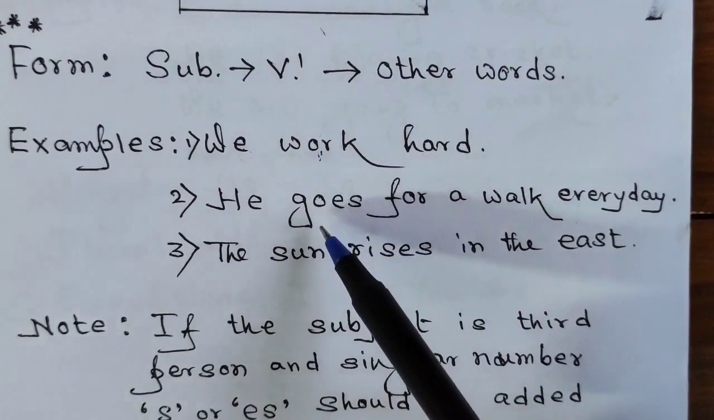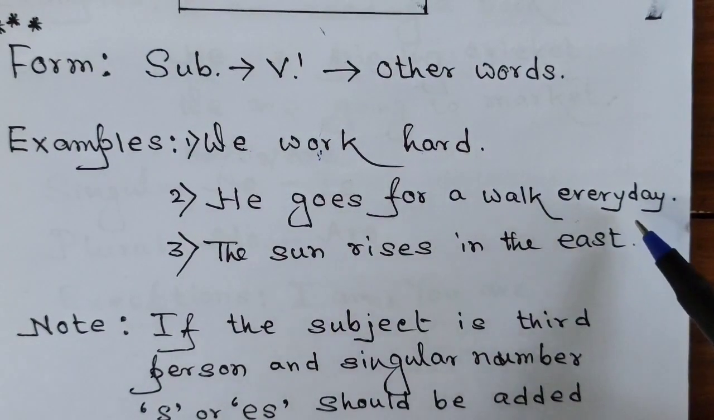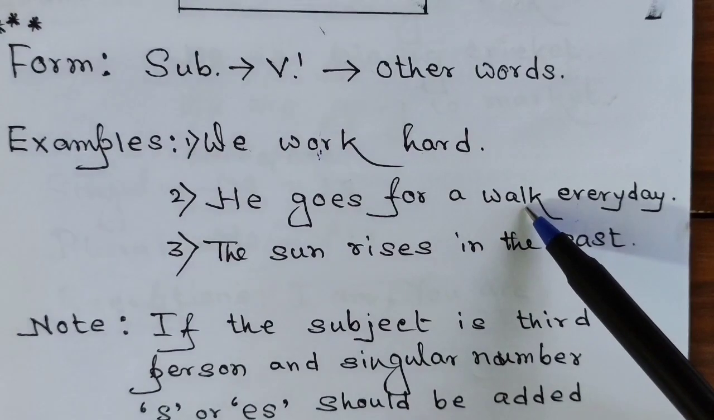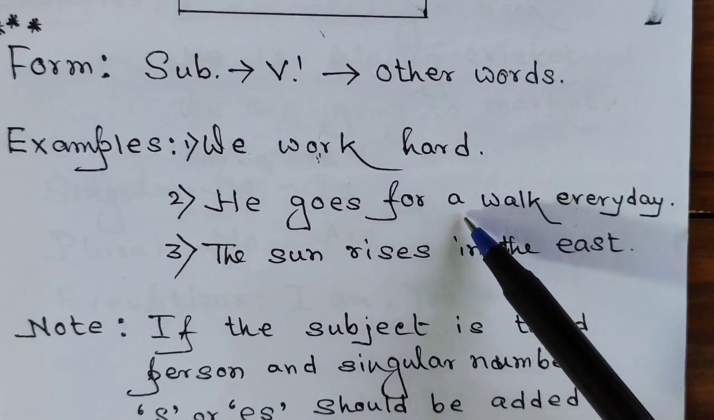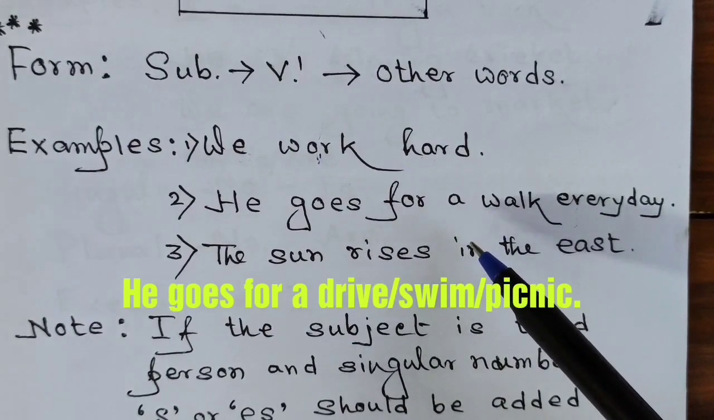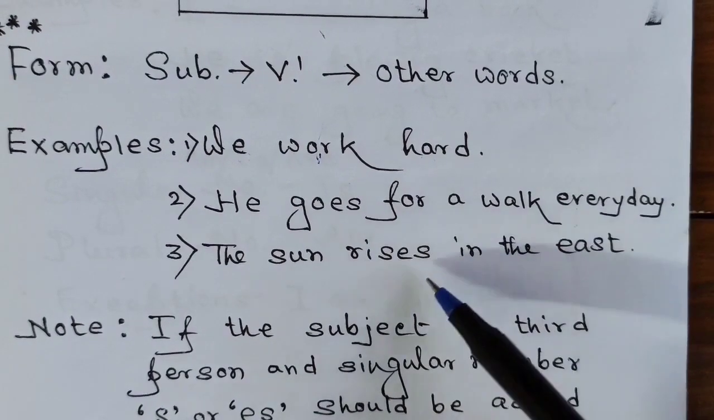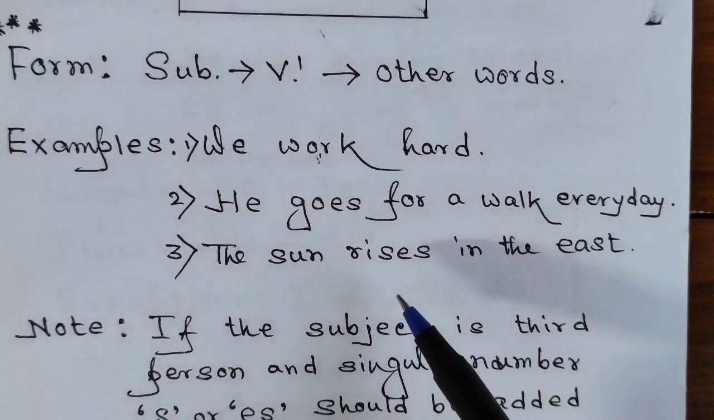Just have a close look at the second example we have here. He goes for a walk every day. This is a habitual action. Remember that the word walk is uncountable. Still we use a. Okay, sometimes we have expressions in English like he goes for a drive, he goes for a swim, he goes for a picnic, or he has got a cold. Sometimes we have these kind of expressions in English, where before the uncountable nouns we use a or an whenever needed. Okay, I'll not talk about all those expressions right at this moment.